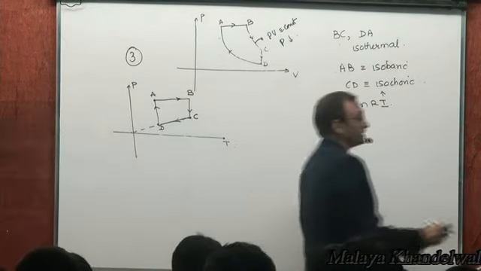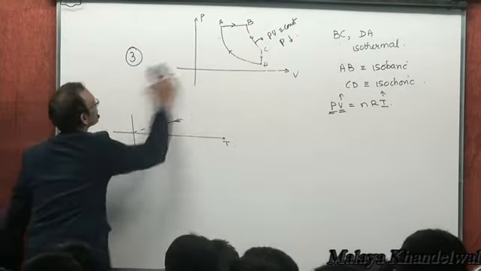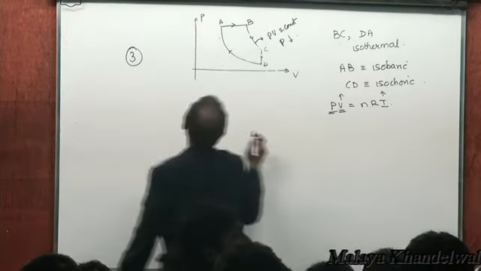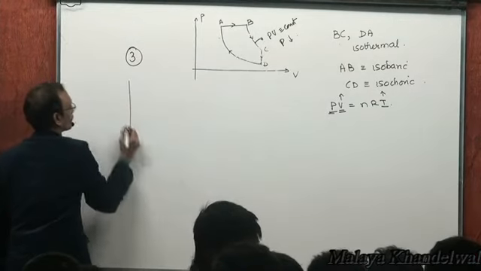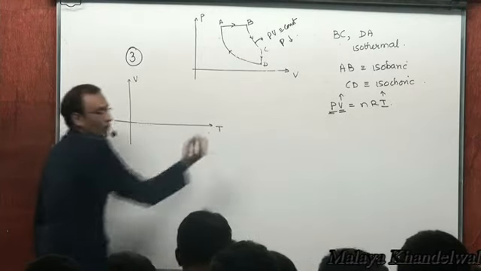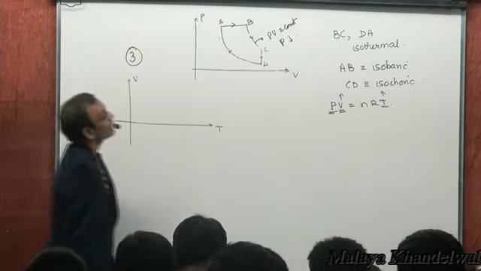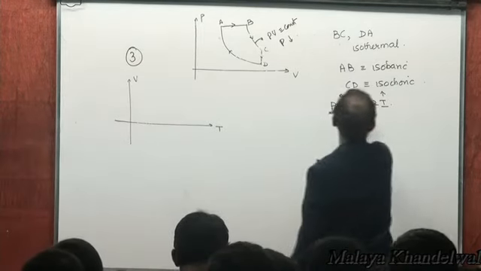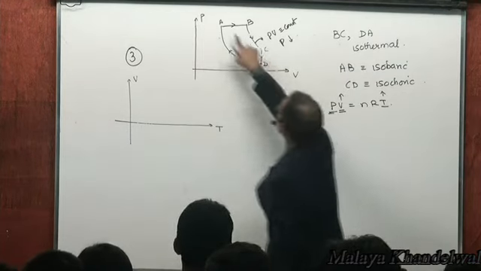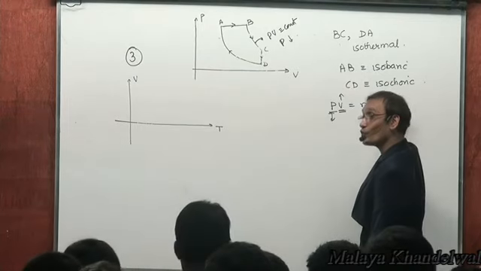Let's draw the VT diagram. Can I wipe this off? VT diagram. See, from A to B, constant pressure process, so V proportional to T. Isn't it? If from A to B, P is constant, so V versus T will be a straight line passing through the origin.